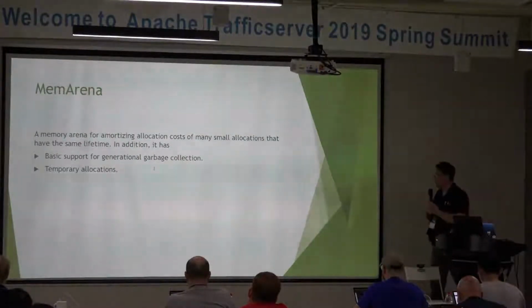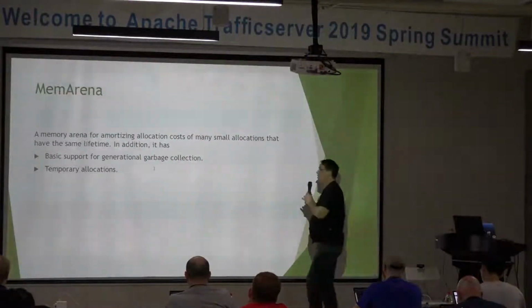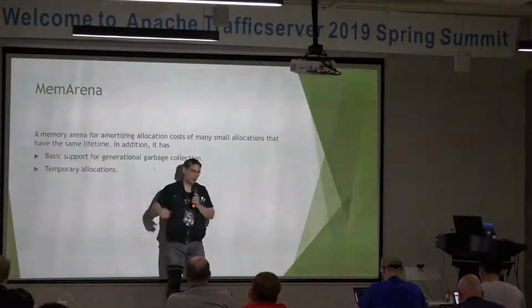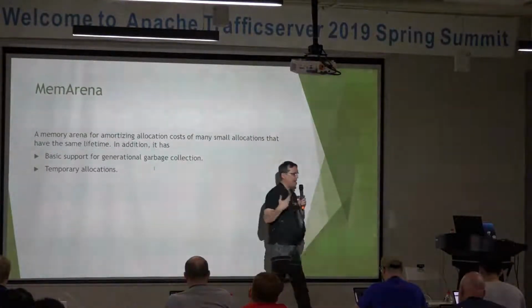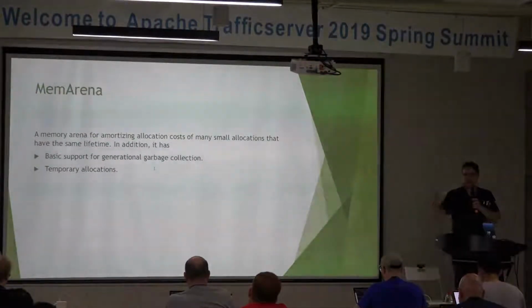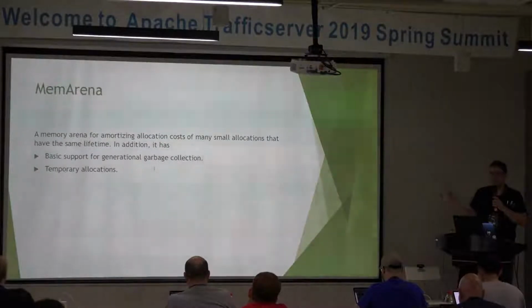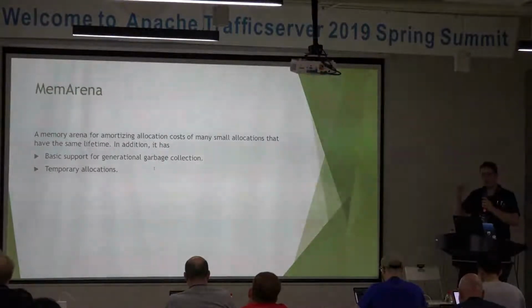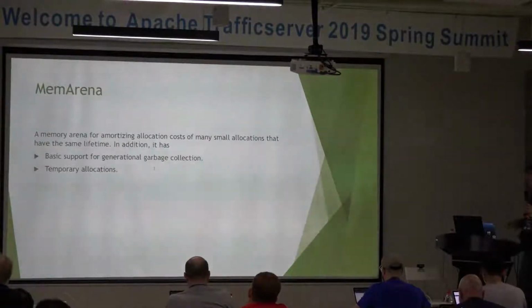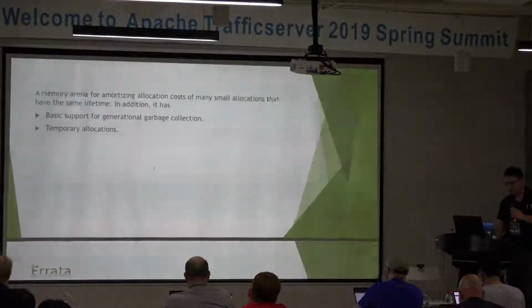I also added this feature because it's actually used in the code in Traffic Server, to do a temporary allocation. You can tell the MemArena, make sure that you have at least n bytes of allocatable space, and then give me a MemSpan on it. And then I'll just use that and then move on. That way, if you have a bunch of temporary places you need to work with that are variable length, you can amortize the cost of those as well. And that's actually used inside Traffic Server.